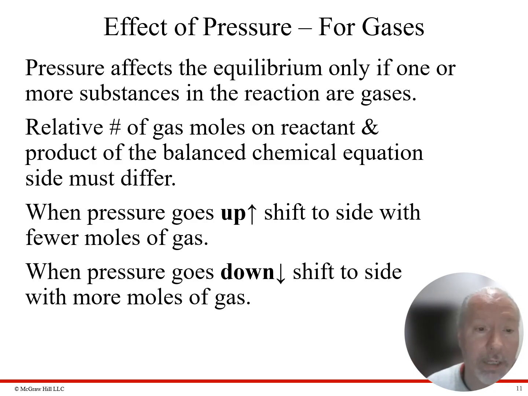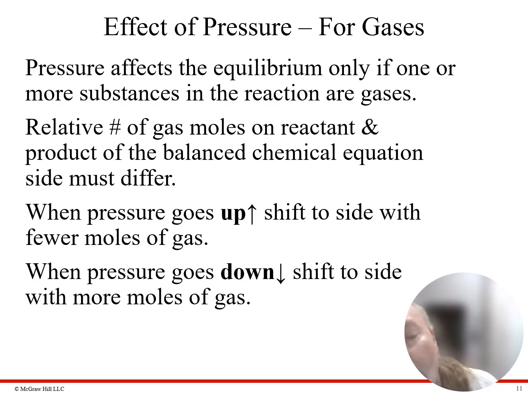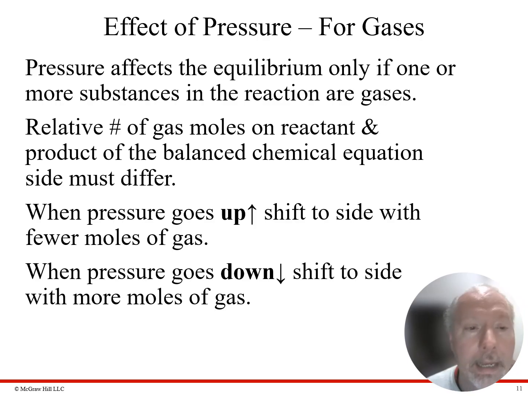Remember, what does a balanced chemical equation tell us? It tells us obviously the makeup of the molecules, individual molecules, how bonds are broken, how bonds are reformed. But we also know what is a gas, what is a liquid, etc. And we can figure out the relative number of gas reactants versus the number of gas products.